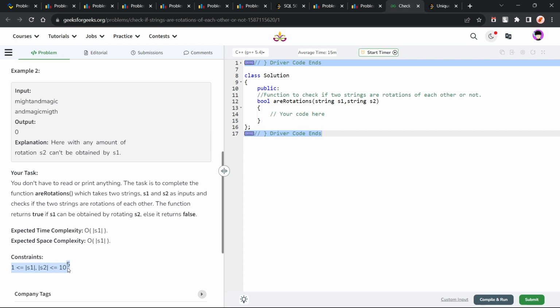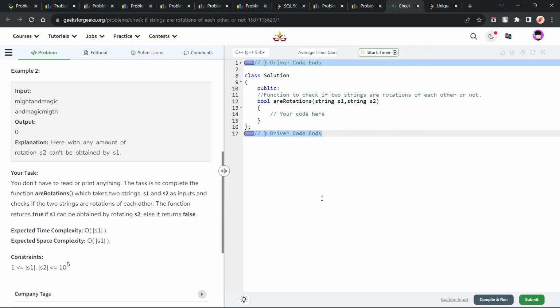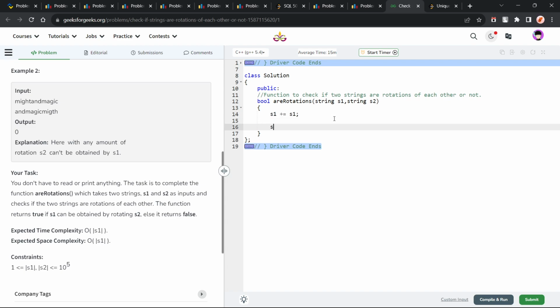If I write an n square algorithm, it might overtake. So there is also a s dot find function. It is an inbuilt function. However, I have read the documentation, and the documentation does not specify the complexity of this particular function. There is no specified complexity, but it is expected that it will be n square only. So let's just try this once, because this is very easy to write. I don't have to worry much about it. So s1 plus equals s2, that means I'm writing the same string twice, and I'm just going to return s1 dot find s2 is not equals to.